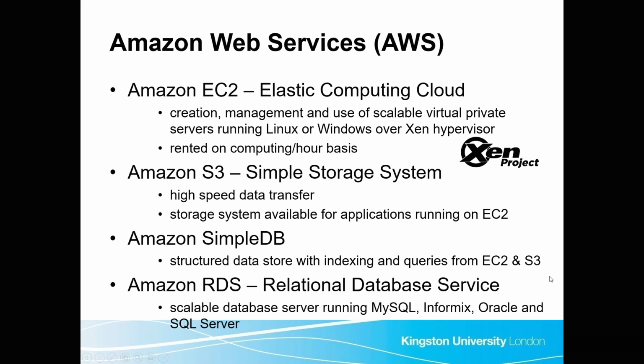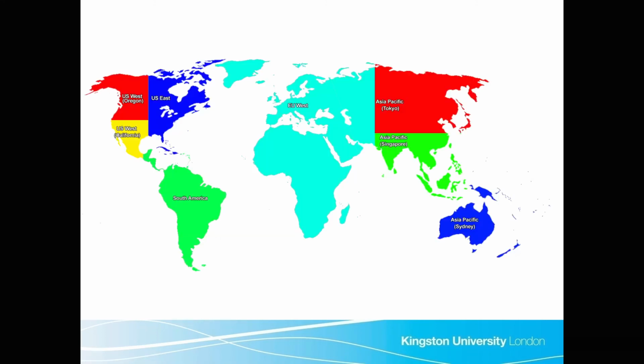AWS is in fact a selection of web services such as Amazon EC2 Elastic Computing Cloud, which is basically providing a scalable virtual private server in the cloud, Amazon S3 Simple Storage System, Amazon SimpleDB, which is a structured data store, and Amazon RDS Relational Database Service, running MySQL, Informix, Oracle, or SQL Server. AWS is a global service subdivided into a number of regional divisions.